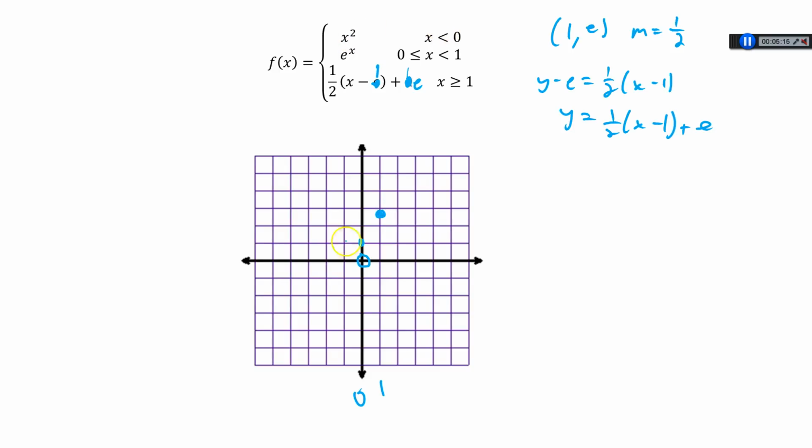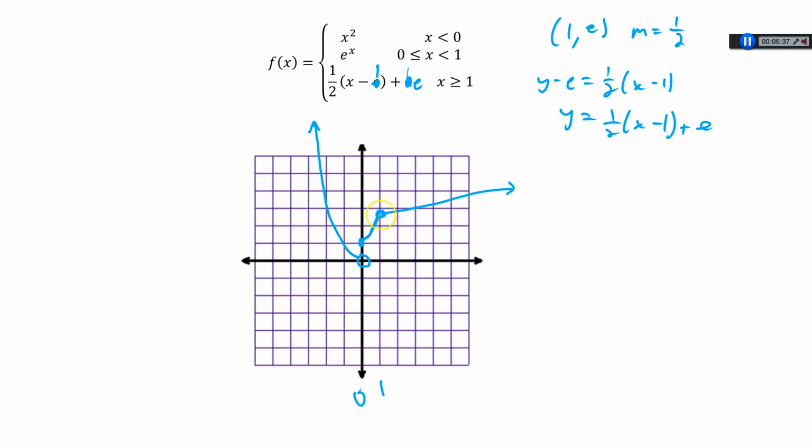So you have x squared before 0. That's a parabola, so it's going to look something like this. So we have the left side of a parabola, because that's what we have before 0. Then between 0 and 1, we have e to the x. That's an exponential, so it's going to be curving upwards. And then beyond that, we have this line with a slope of 1/2. And there's your piecewise function.